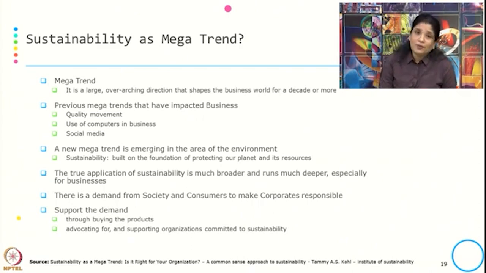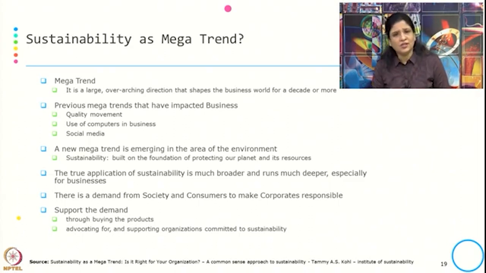So what are the previous mega trends that have impacted business? That is the quality movement. We all know the quality movement started with trying to fix the defects associated with the product, but over a period of time they brought those innovations into their core strategy, and that created quality for their product, which gives tangible benefit, but also intangible benefit in terms of reputation, culture, and brand for the company.